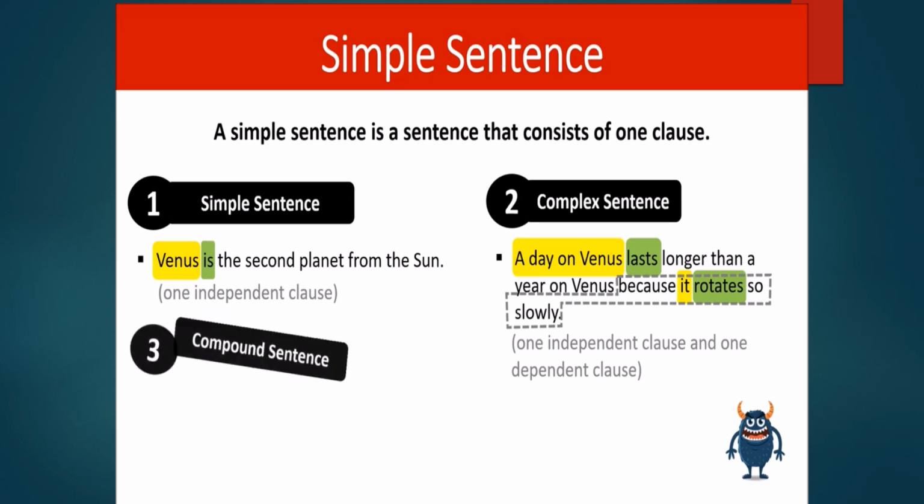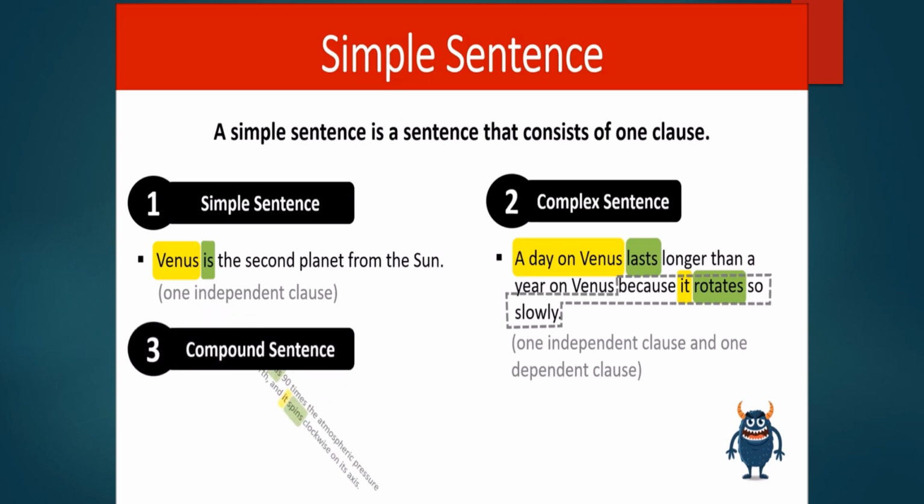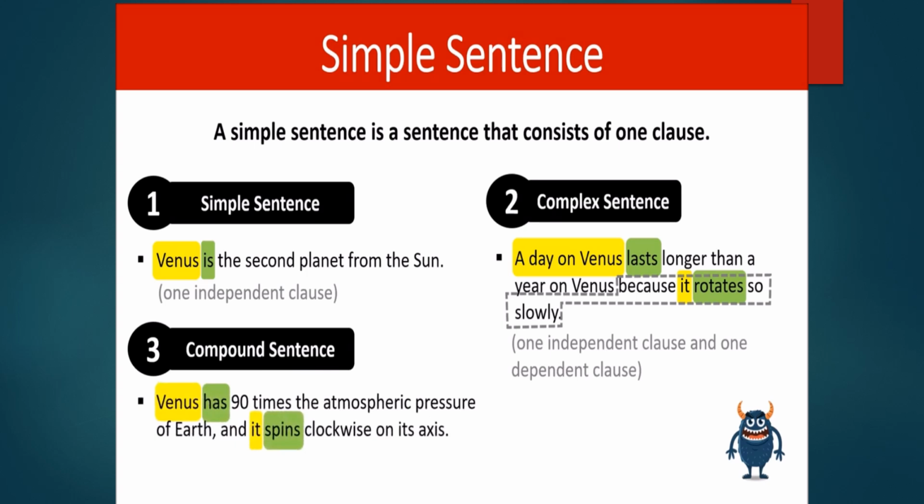And then we also spoke about compound sentences. Here is an example. Venus has 90 times the atmospheric pressure of Earth, and it spins clockwise on its axis. We have Venus, which is the subject of the verb has, and we have it, which is the subject of the verb spins. Both of those clauses could stand alone as sentences. In this sentence, there are two independent clauses. This is an example of a compound sentence. Okay, let's get rid of that.